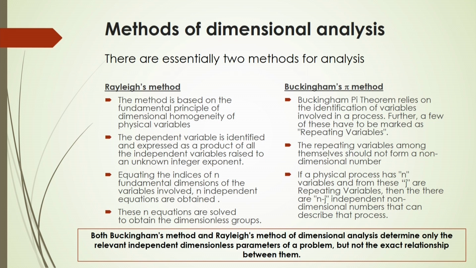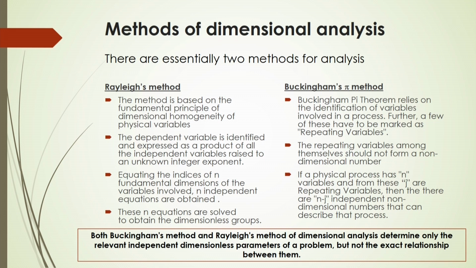The Buckingham pi theorem here also relies on the identification of the variables involved in a process. In that case, a few of these have to be marked as repeating variables or core variables, and the repeating variables among themselves should not form a non-dimensional number. So, if a physical process has n variables and j are the repeating variables, then n minus j independent non-dimensional numbers can be described in this process.